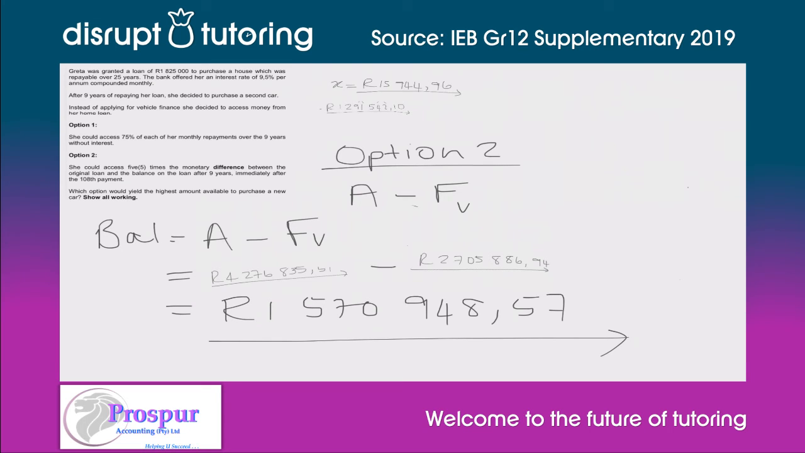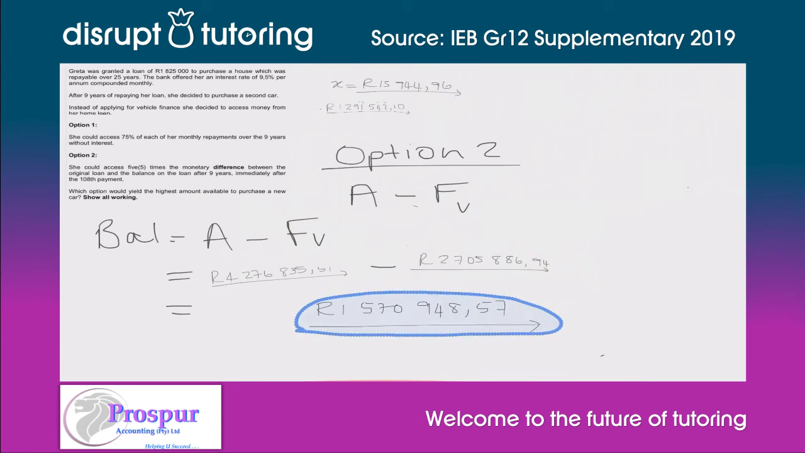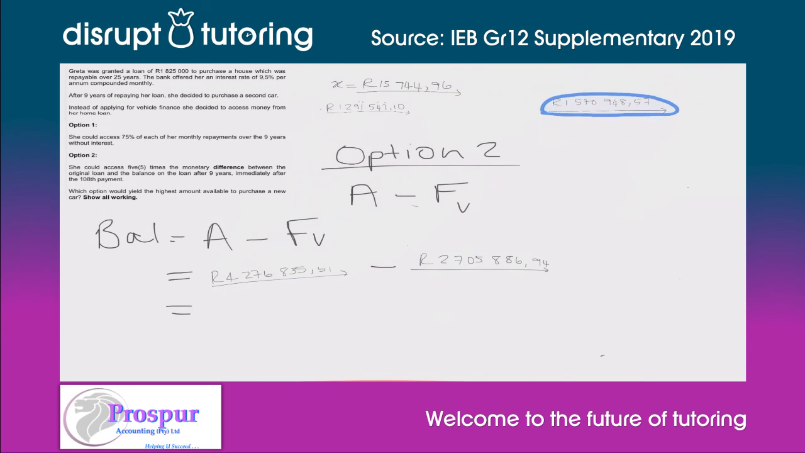Now what do we need to do? So they've said to us specifically that she could access 5 times the monetary difference between the original loan and the balance on the loan after 9 years. Okay, so that's very important. Good, so that's going to be our last step. Right, so I'm going to make that smaller. I'm going to need it for later. I'm going to erase everything.